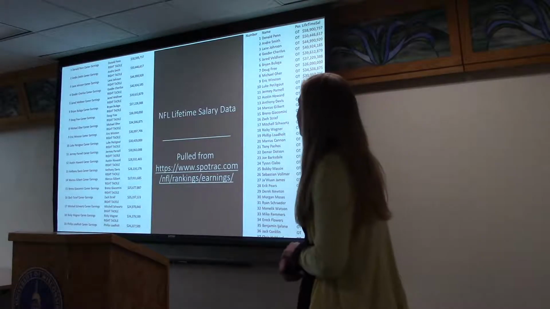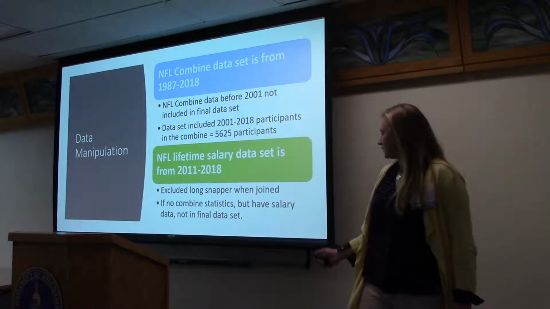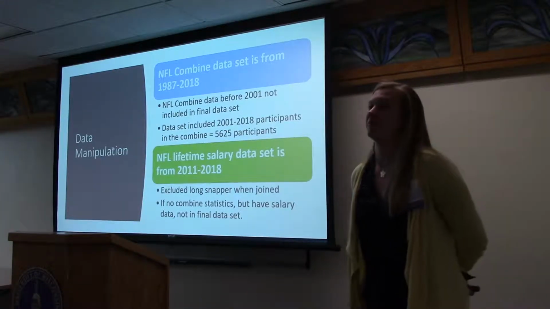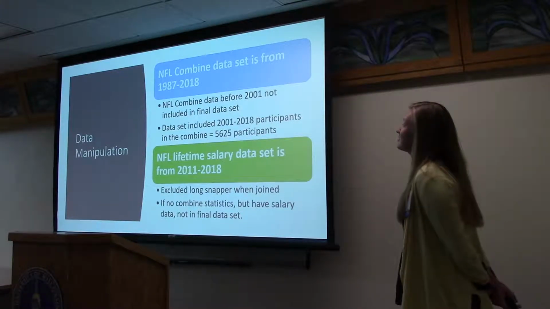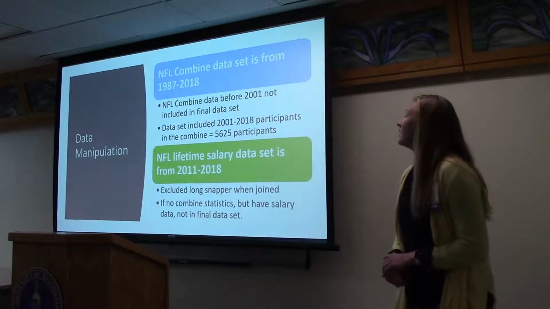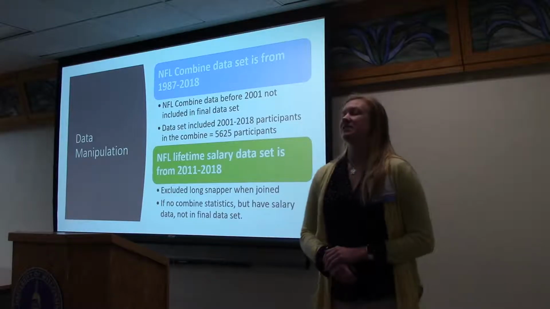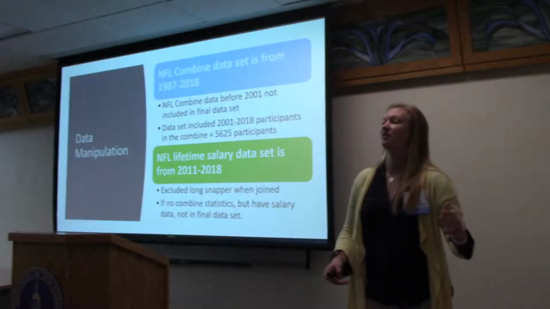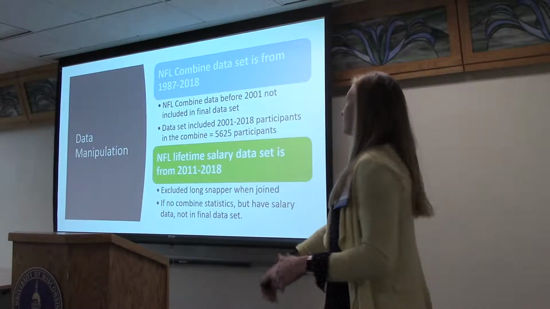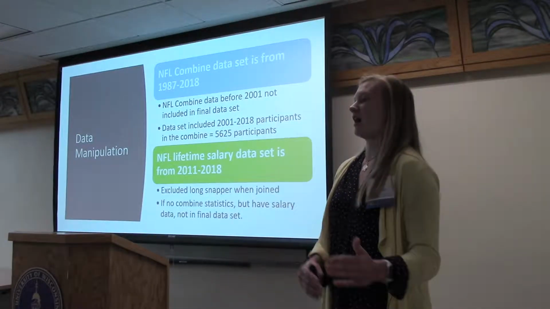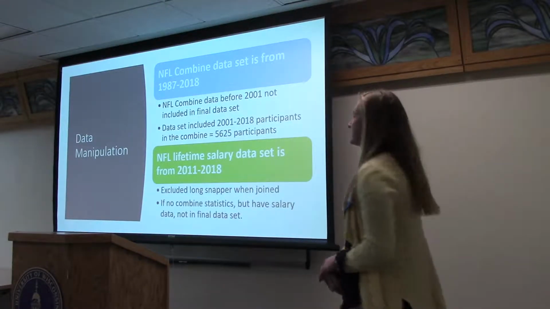So then I was able to join both data sets together by looking at both together. For the combine data, I had 1987 to 2018 NFL data, but for salary, I only had 2011 to 2018. So I decided to take a 10-year look back for the combine and started in 2001 to the future for the combine, which would account for how many people were in the combine and also had my salary data to match with.